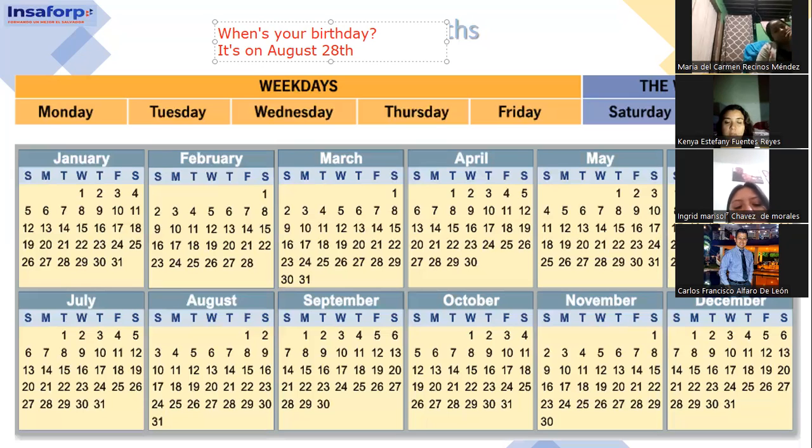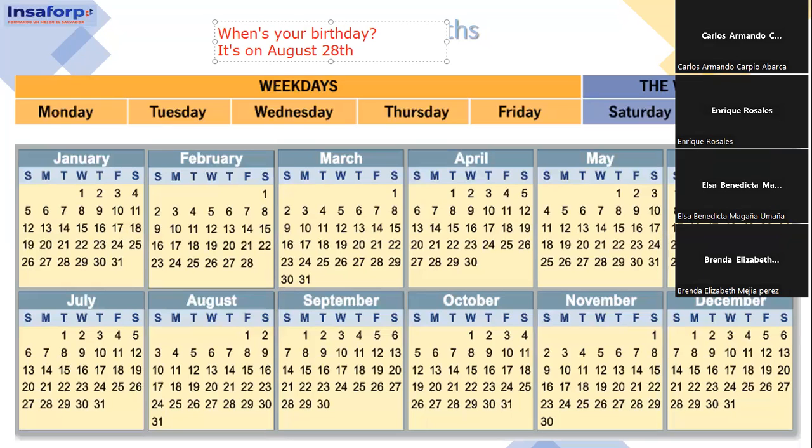Okay, Francisco. Now you make the question to Carlos. I don't know if he's still connected, Carlos. Come on, Francisco, ask. Carlos, are you there? Okay, no, Enrique. So, Enrique, ready? Hello, Enrique. Okay, so Elsa. Francisco, make the question to Elsa, please. Elsa, when's your birthday? Hello, Elsa. Okay. Brenda, they're all escaping me. Brenda. Ready, Brenda? When's your birthday? It's on March 27. Okay, very good.